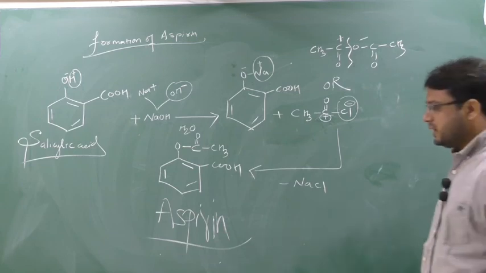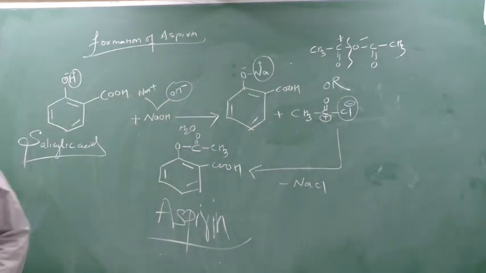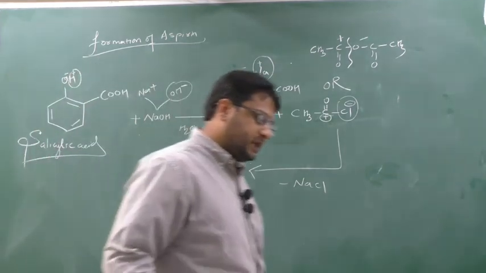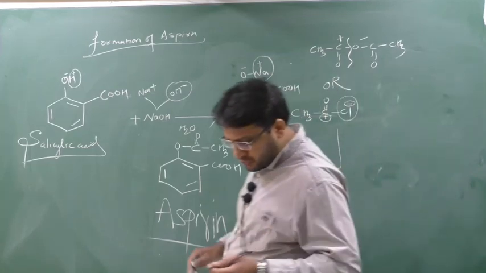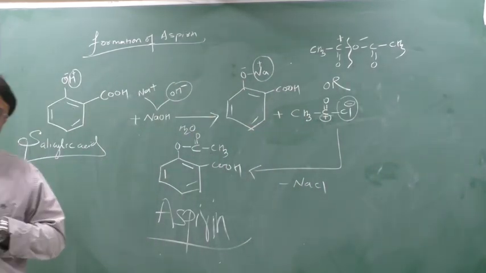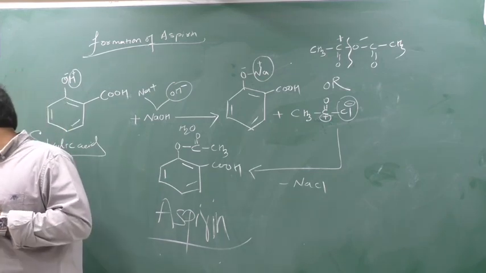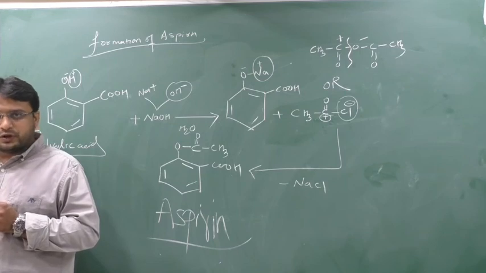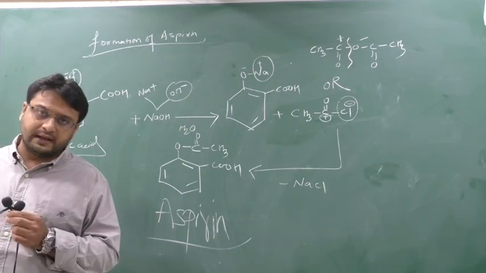Write down aspirin first, then write down this reaction. Aspirin is used as a medicine to reduce fever, pain and inflammation. સોજો આવી જાય, સોજો આવે એટલે આ દવા લેવાની હોય.